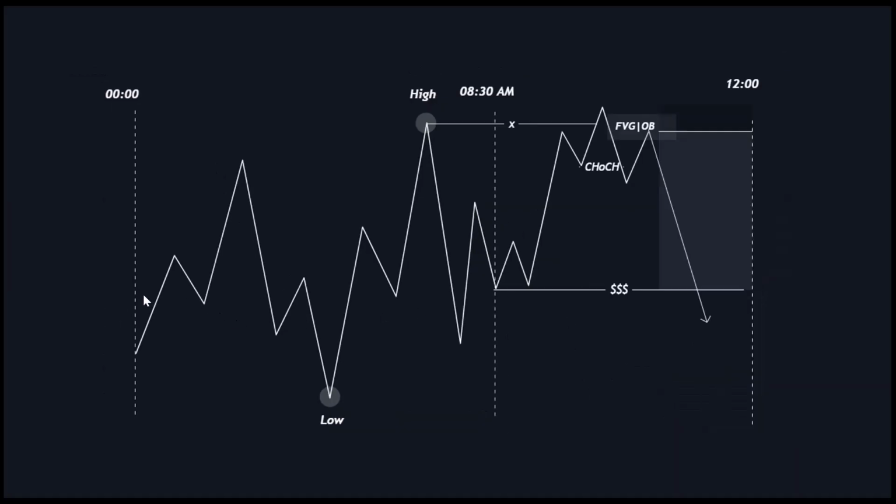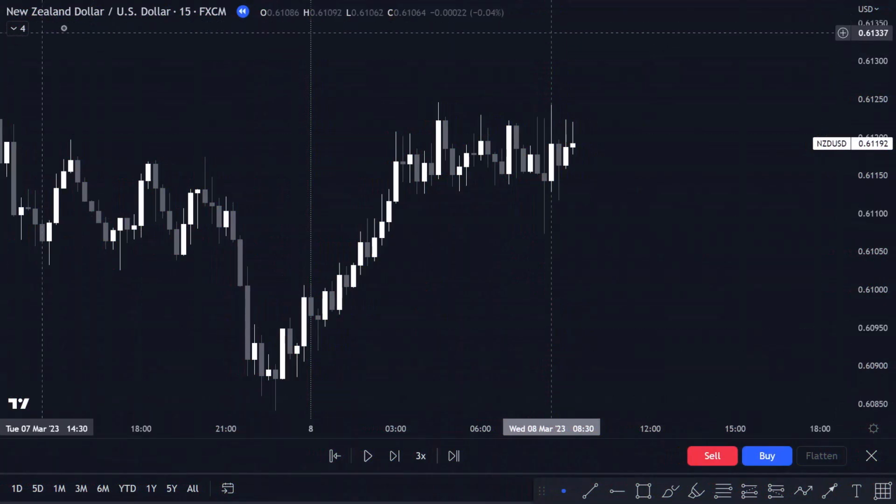Now, in the short scenario, it's the same. We have our midnight time, 8:30, price makes a low, makes a high, and we can see that price sweeps the high after 8:30. Now, price makes a change of character or a market structure shift with displacement, leaving some imbalances or fair value gaps. We enter on that fair value gap, targeting any liquidity available. As simple as this.